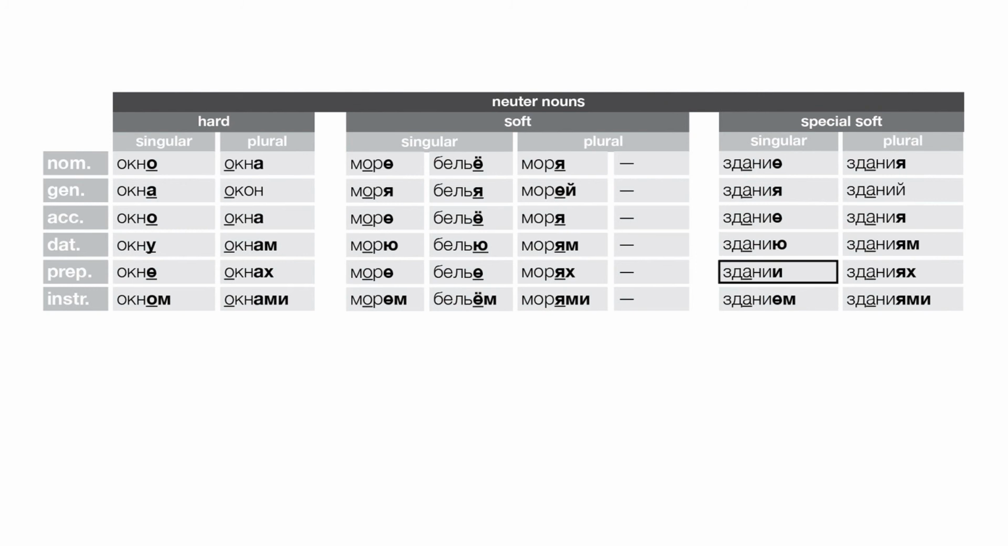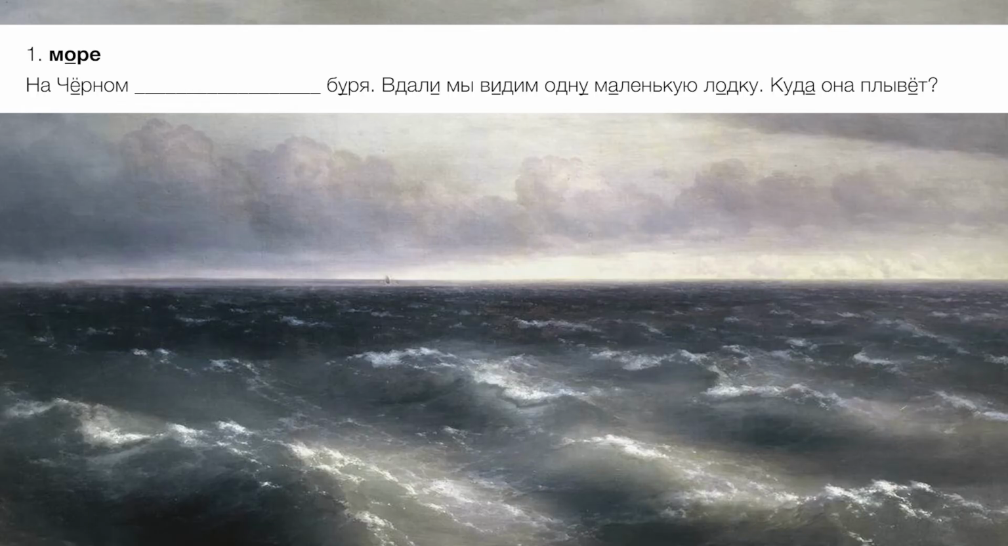Finally, we have special soft neuters. There are tons of those. We're going to learn why later in this book. But for now, just look those over. Again, remember that these are special soft neuters in all forms except for one, right? They work like ordinary neuters. Okay, let's quickly fill in some neuters here to describe the painting. On the Black Sea is a storm, right?